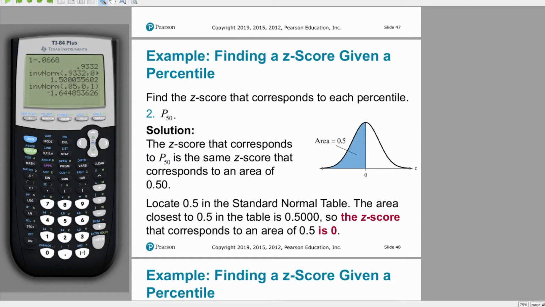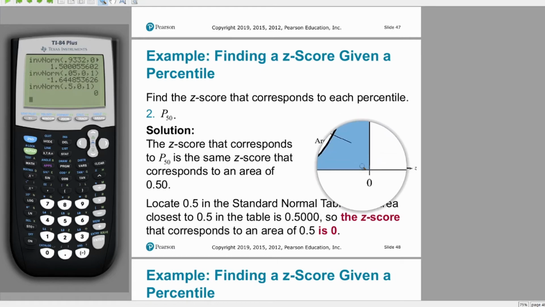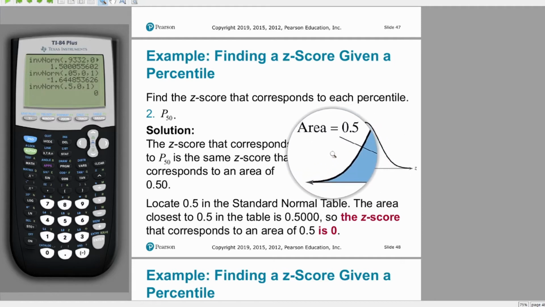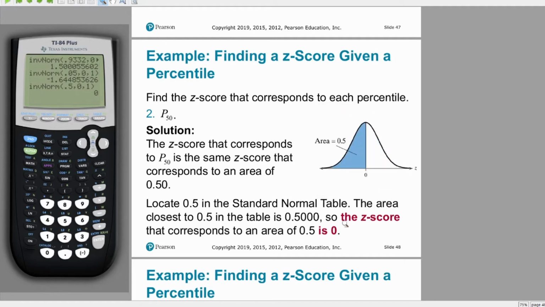For the next one, if we want P50, it's functionally the same thing. And I'll actually just pull up the output here and show you how you can make that adjustment quickly. Just delete this value. And now we have an area to the left of 0.50, comma 0, comma 1, because we want a z-score. Run it, and we get 0. And that should make sense, because you have 50% to the left of the mean, and the mean for a standard normal distribution is always 0.